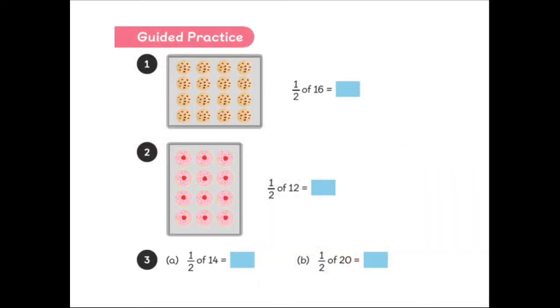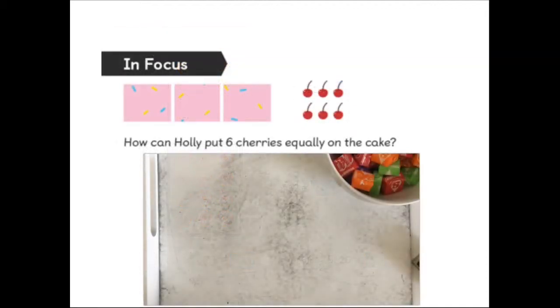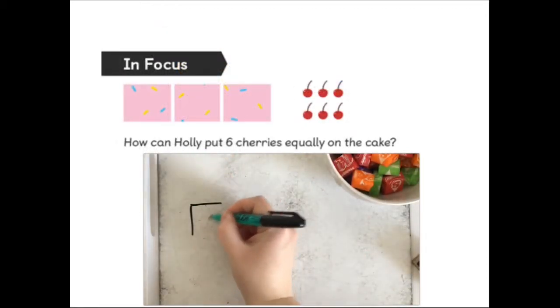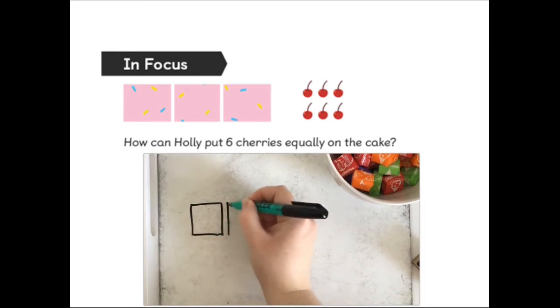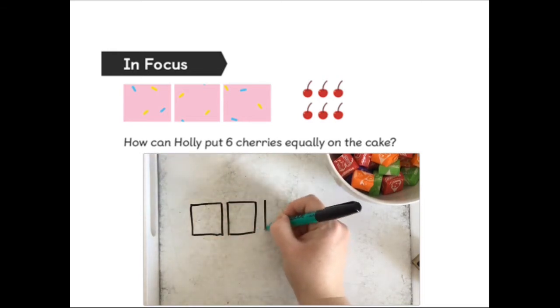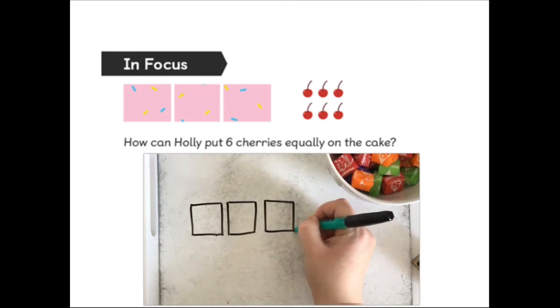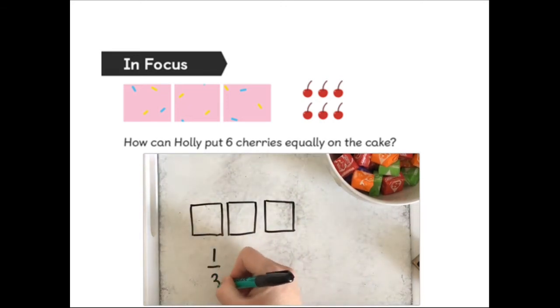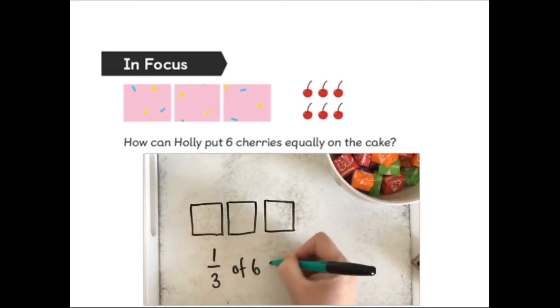Here are some questions on finding half of a quantity. You might want to pause the video here and use objects or drawings to work out the answers. For this problem I'm going to use drawings. Holly has her cake split into 3 and we want to share her 6 cherries. So she's finding a third of 6.